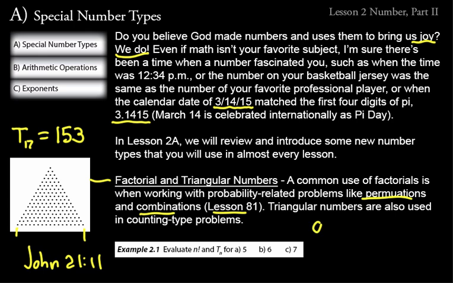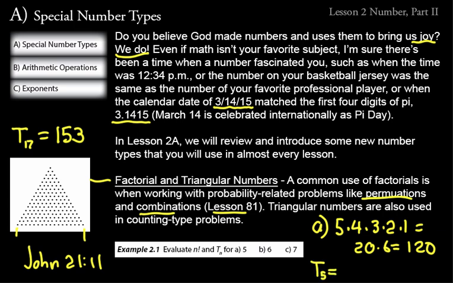So let's do A first. 5 factorial would just be 5 times 4 times 3 times 2 times 1. 5 times 4 is 20, 3 times 2 is 6, times 1 would just be 6, so that's 20 times 6, which is equal to 120. And then the triangular of that, we could just say T subscript 5, and that would be 5 plus 4 plus 3 plus 2 plus 1.